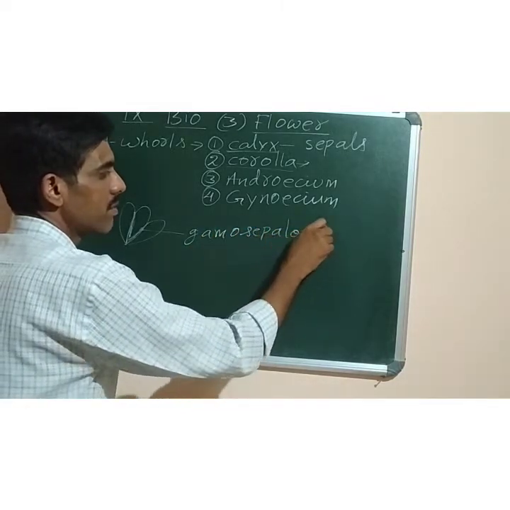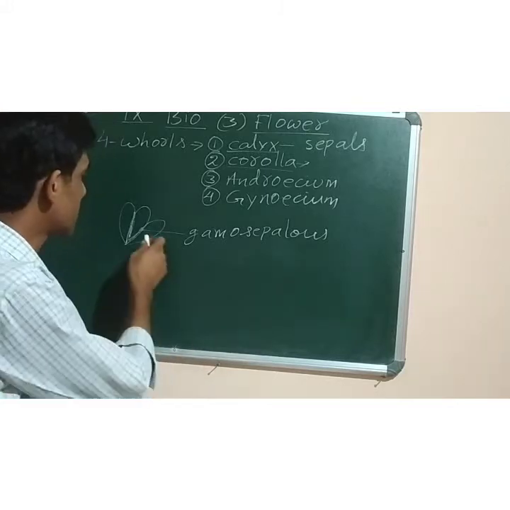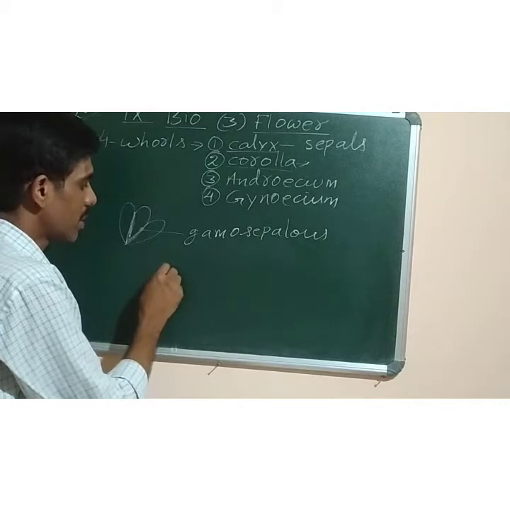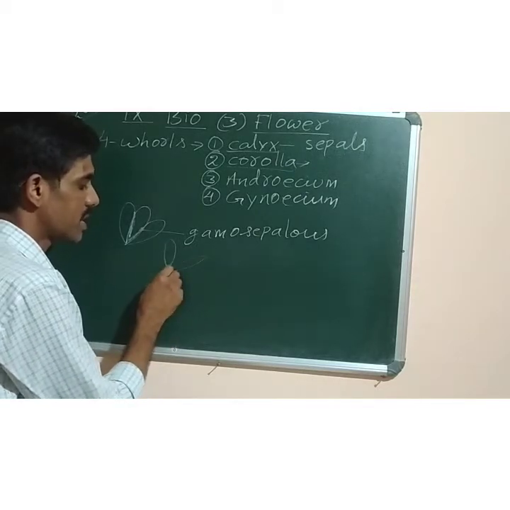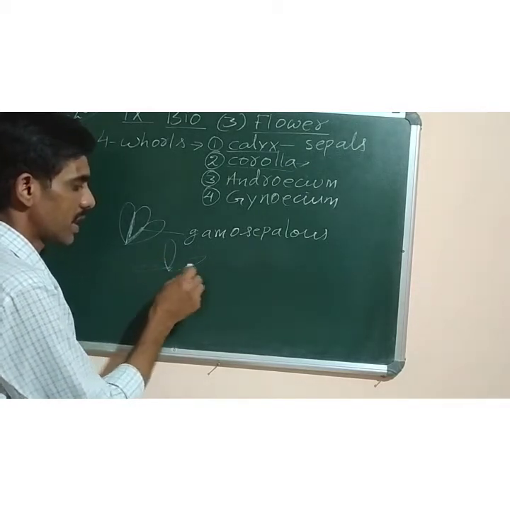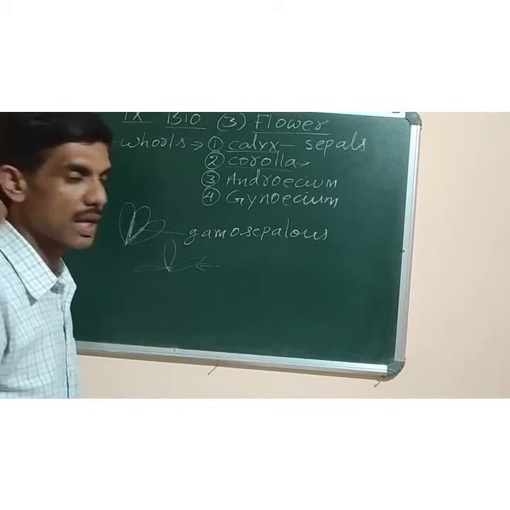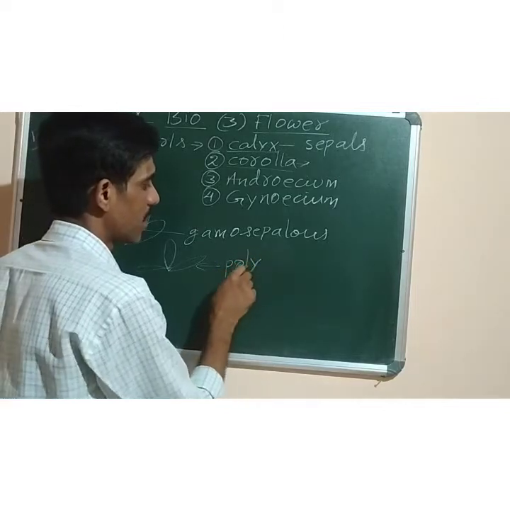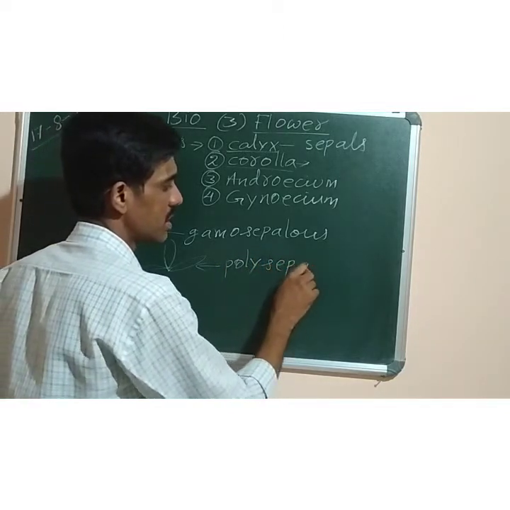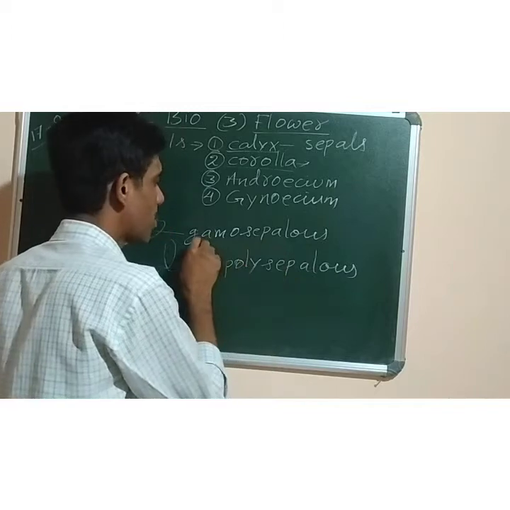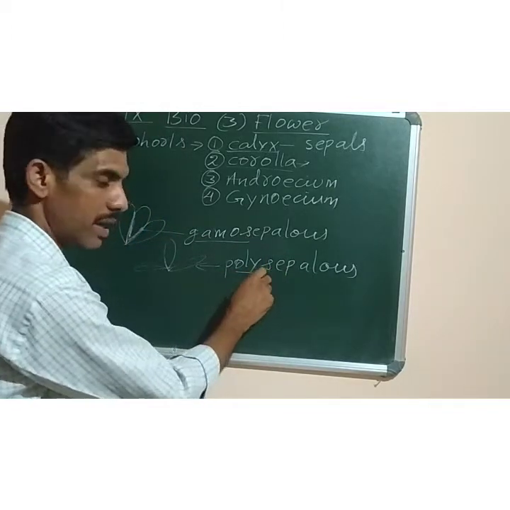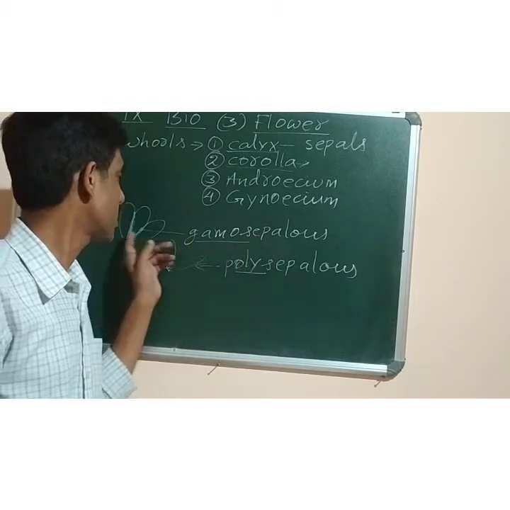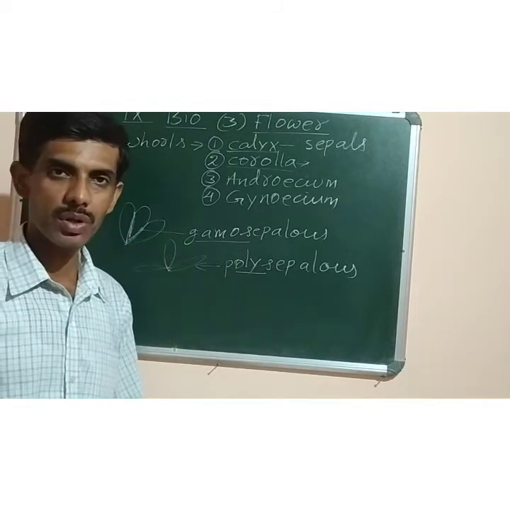Like in some flowers you will find that the sepals are attached with each other, whereas in other flowers you will see that the sepals are free from each other. They are not attached with each other. Such a condition of sepals in which they remain free from each other is called polysepalous. So gamo means united, poly means free. When the sepals remain free, they are called polysepalous. When the sepals remain united, it is called gamosepalous.